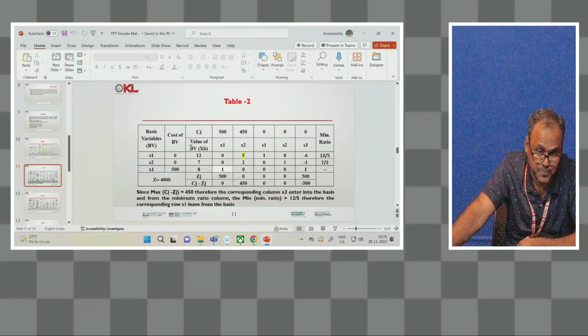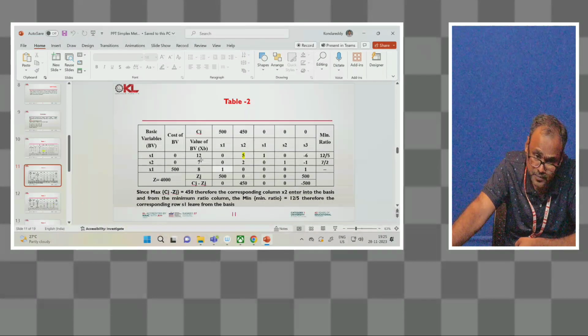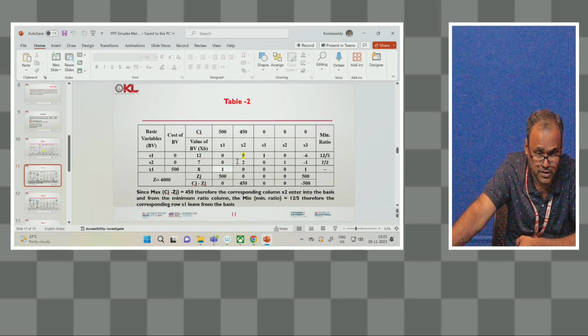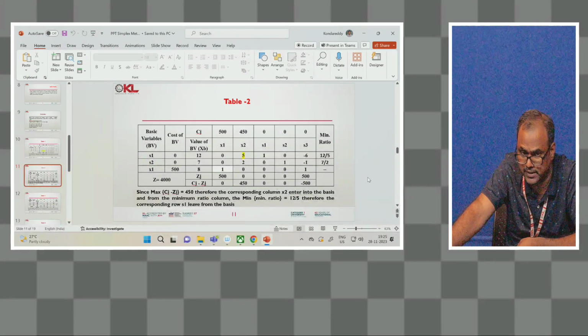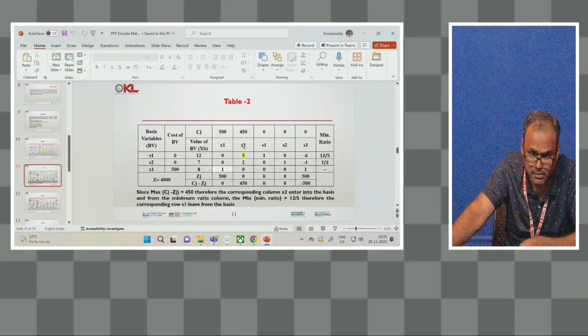Again we will do the same: cost values into the multiplication of each one. So 0 into 0, 0 into 1, 500 into 1, 500. Then 0 into 5, 0 into 2, 500 into 0. Like this we know how to get the Zj values, followed by Cj minus Zj.